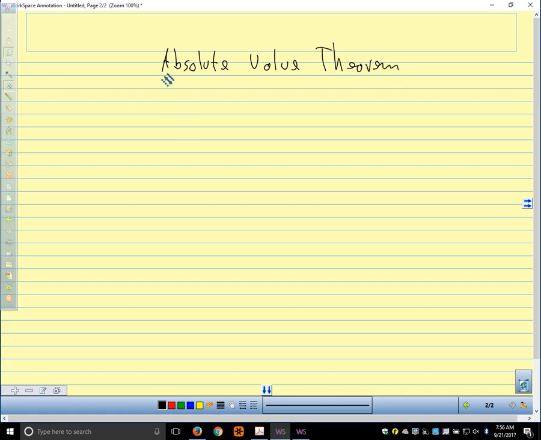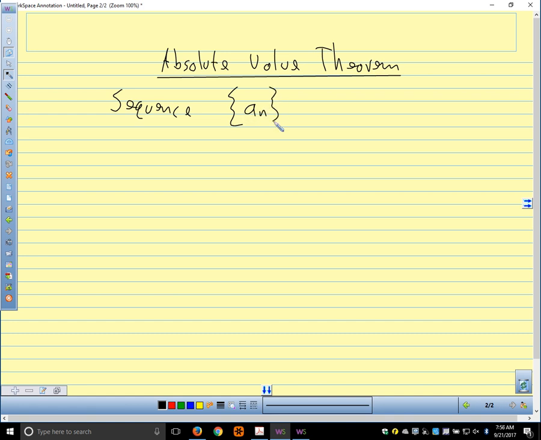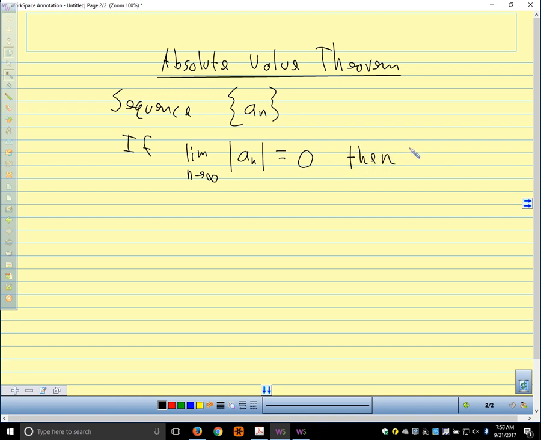And it can be convenient when we can use absolute values, because then we don't have to deal with sign changes. So we have a sequence a sub n. If the limit as n approaches infinity of the absolute value of each term is 0, that guarantees us that the original series also converges to 0.